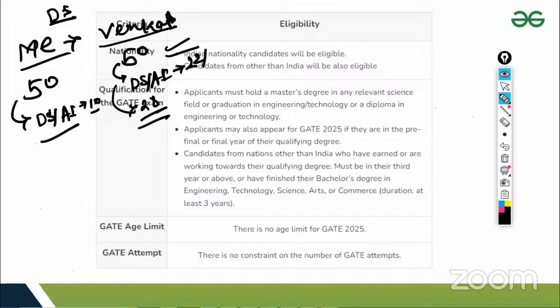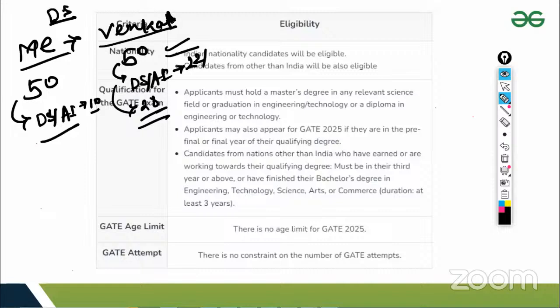Mayuresh, how many total seats are available for IIT? The seats are not defined yet. Last year approximately 110 seats were available. This year we are not sure. Total number of seats was 110 or 120. This year the seat numbers they never revealed. Okay. So we need to just get a good rank. That's all.